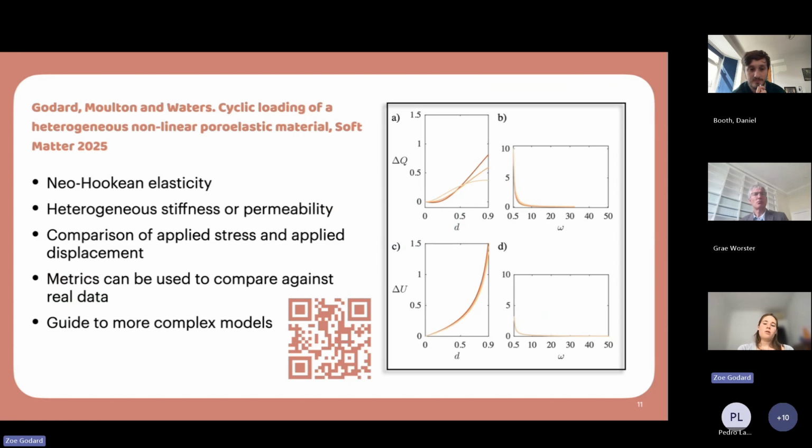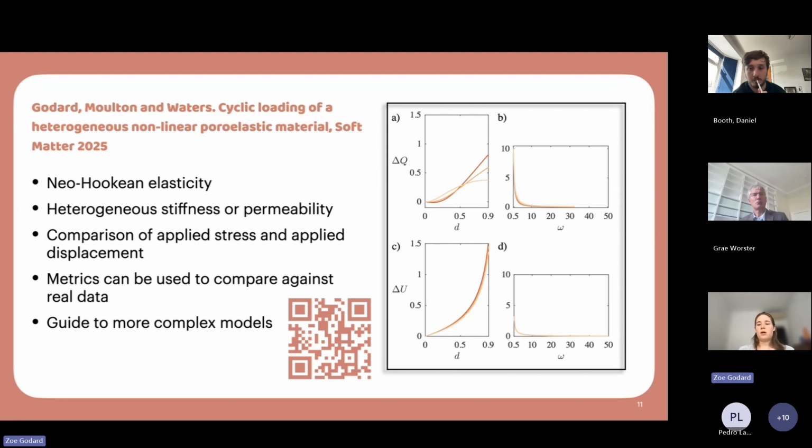Okay, and so all of that, we've got a paper out now on that work, which has recently been published in Soft Matter. And so we go through the effects of the heterogeneous stiffness, also explore heterogeneous permeability and compare the applied stress and the applied displacement.